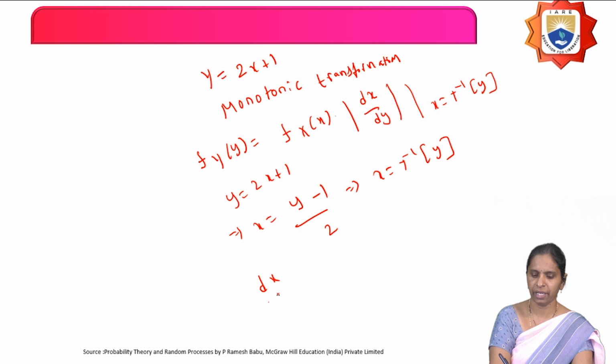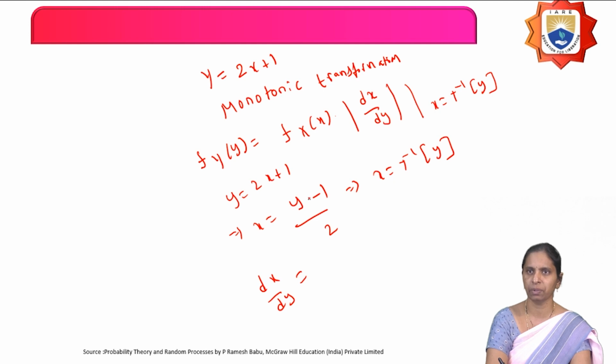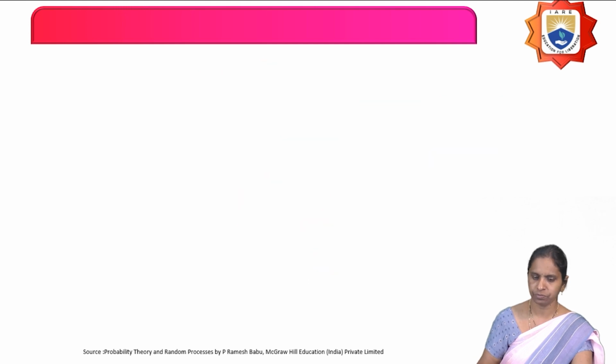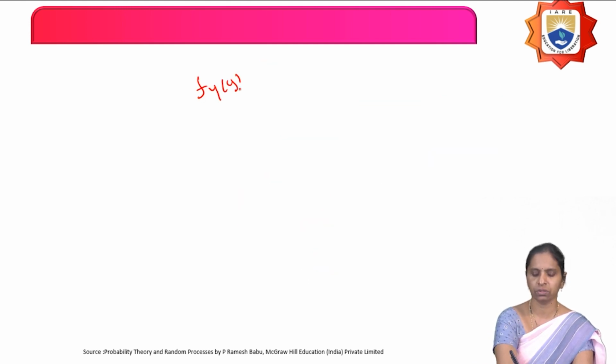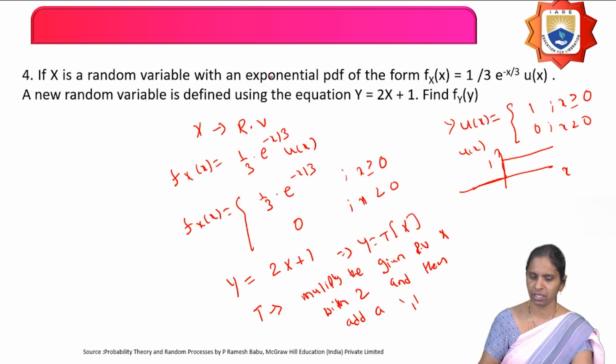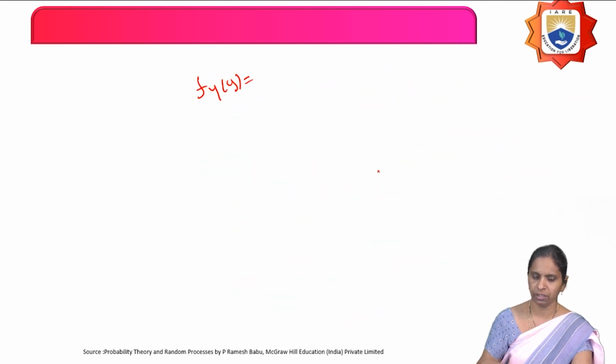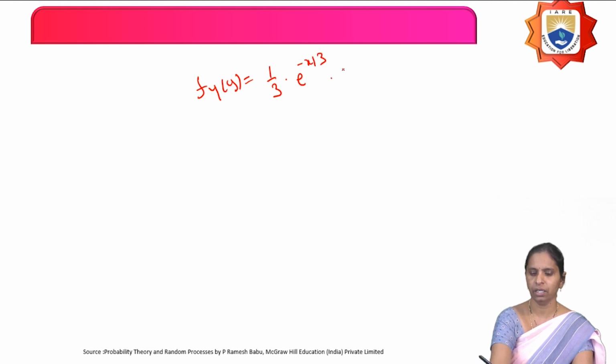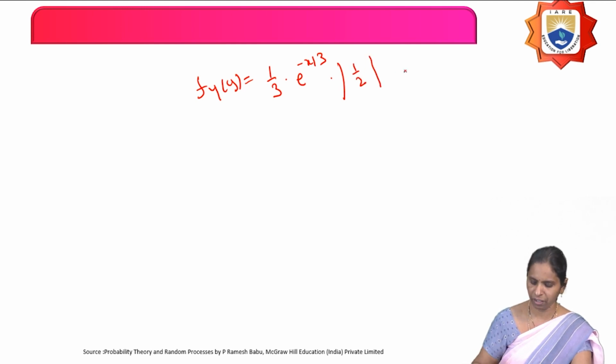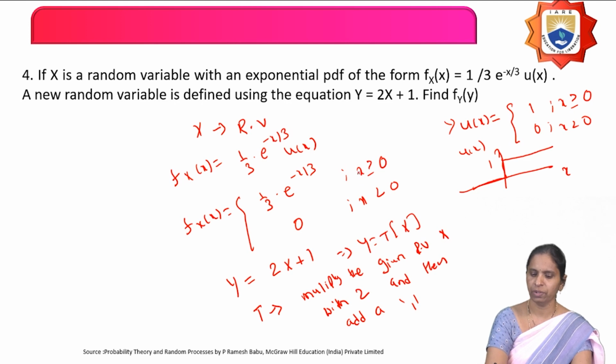Then what is dx by dy? Differentiate x with respect to y. So dx by dy equals the differentiation of (y minus 1) by 2 with respect to y. What value are you going to get? 1 by 2. Therefore, f_y(y) equals f_x(x). What is f_x(x)? They have given 1 by 3 into e power minus x by 3 when x is greater than or equal to 0. So here 1 by 3 into e power minus x by 3 into mod of dx by dy, which is 1 by 2. And this is for x greater than or equal to 0.